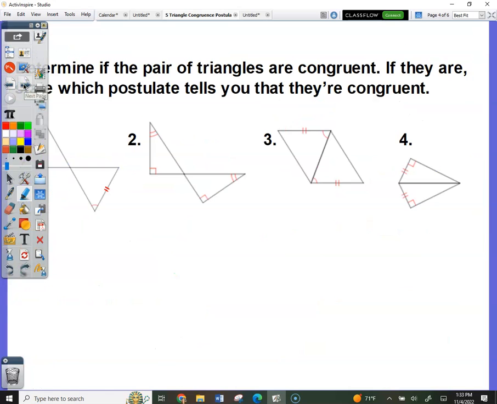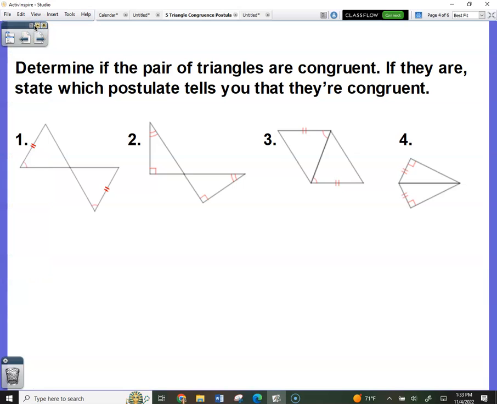All right, let's practice. Go to the bottom. It says, determine if the pair of triangles are congruent. Well, how many shortcuts do we have? There's 5. Look at the picture. If they're touching, mark what is not marked before you answer the question.